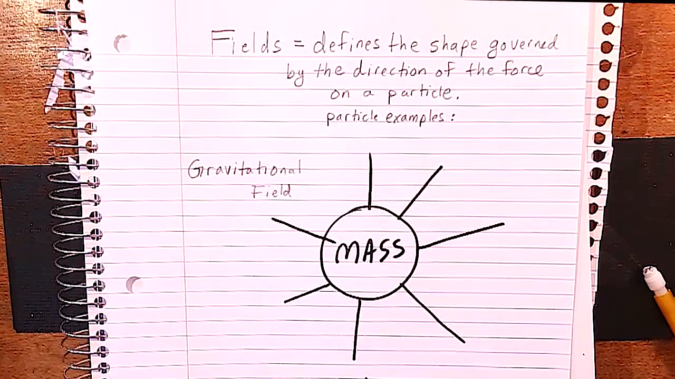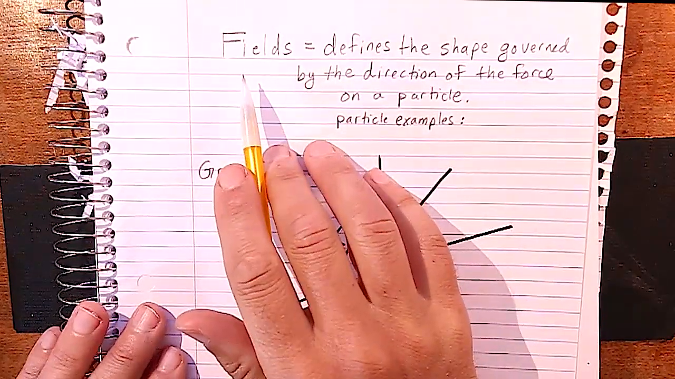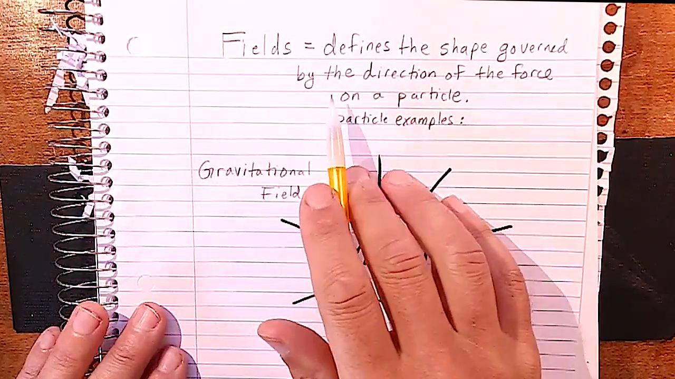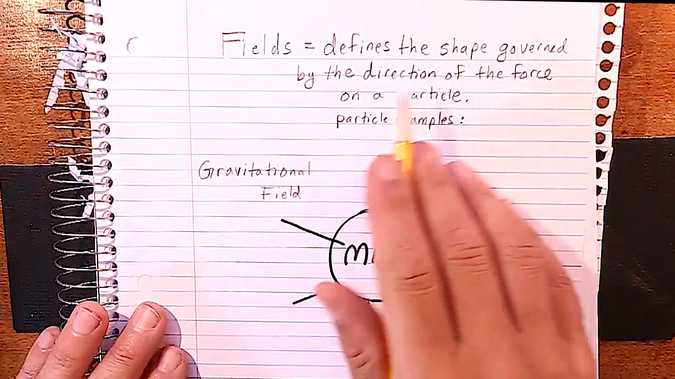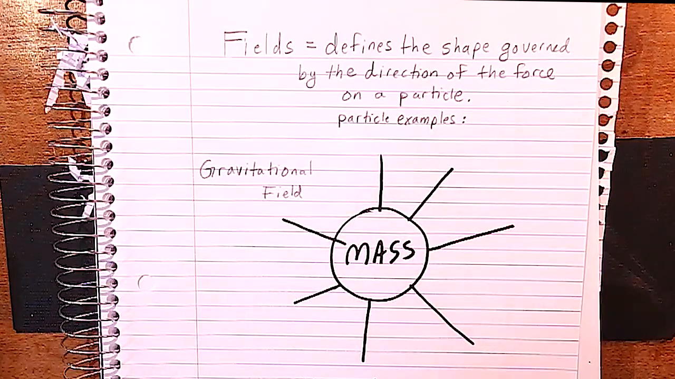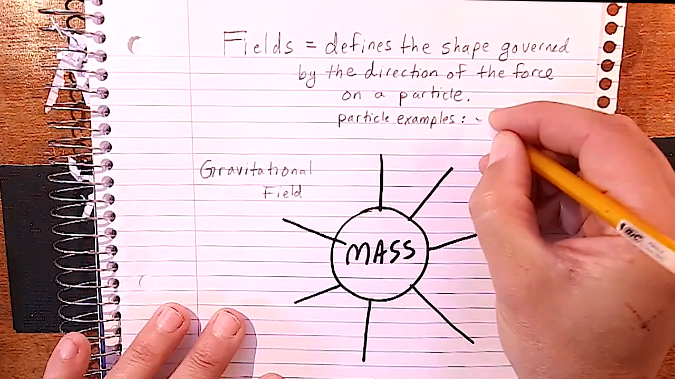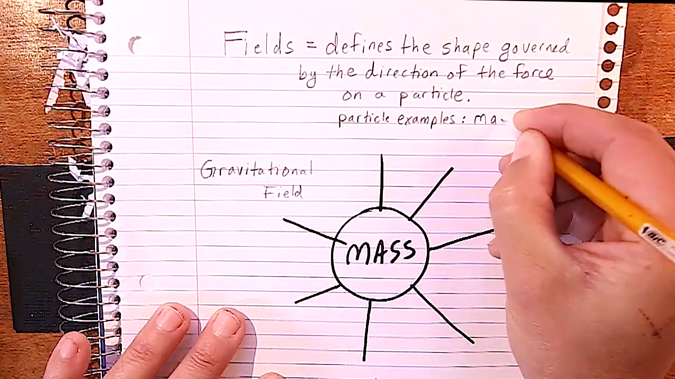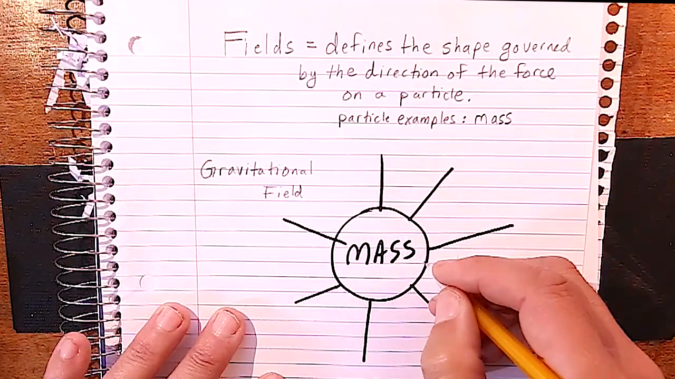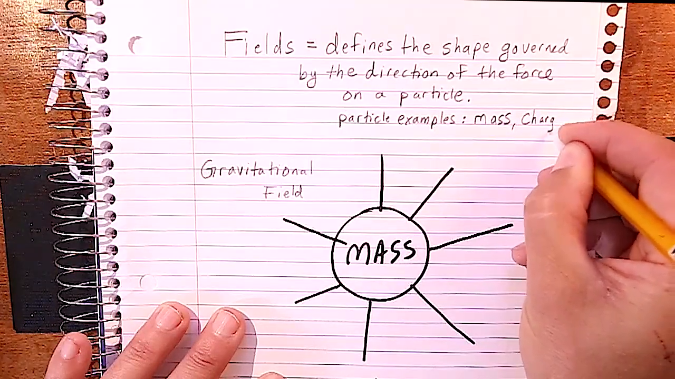What is an electric field? So before we talk about an electric field, let's just talk about fields in general. So a field defines the shape governed by the direction of the force on a particle. And we can have many different types of fields. We can have gravitational fields, we can have electric fields, we can have magnetic fields. But in the case of gravitational fields, it's the force on a mass. Whereas with electric fields, it's the force on a charge.